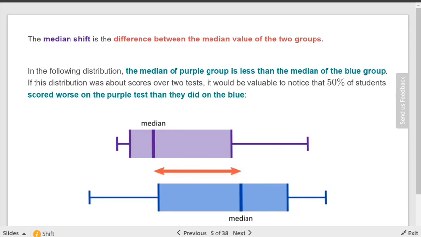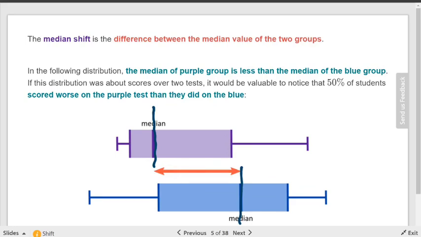So the median shift, what do you imagine? Just the difference in the median value. Yeah? It's either to the right. One median is either to the right or the left of one, or they can be what? Exactly the same. Yeah? So if you look at this particular example, here's the median for the purple one. Here's the median for the blue one. Notice that the median for the blue one is way far to the right compared to the median on the right. Okay?